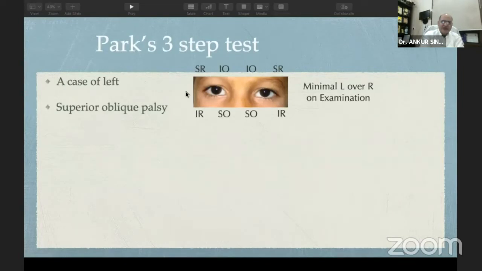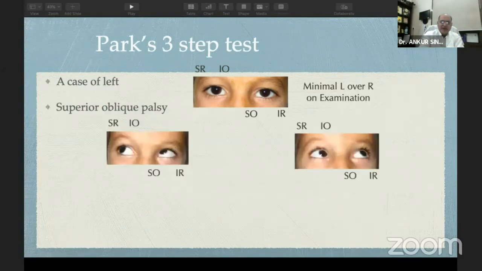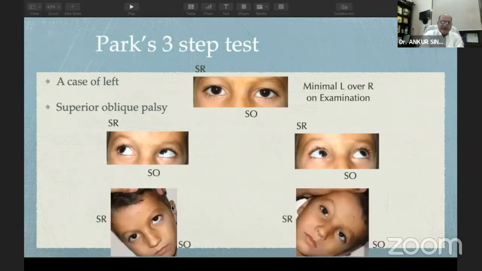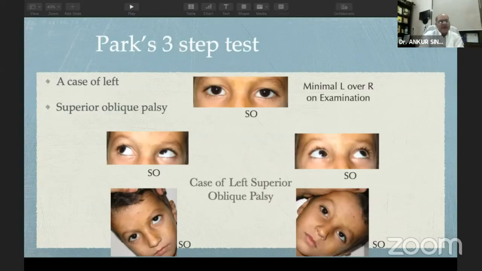Now, this is a patient of left superior oblique palsy. Here we can see there's a minimal L over R in the primary position. So looking at this, either it is an underaction of left superior oblique or left inferior rectus, or it is an underaction of superior rectus or inferior oblique of the right eye. So as it is the left eye being involved, these 4 muscles are in question. Now we see that the hypertropia increases in dextroversion. So the muscles left here are the right superior rectus or left superior oblique. And then when we do a head tilt, the maximum deviation is seen in the right head tilt. So it's a case of left superior oblique palsy. And hence this is how we decide on the Park's 3-step test.